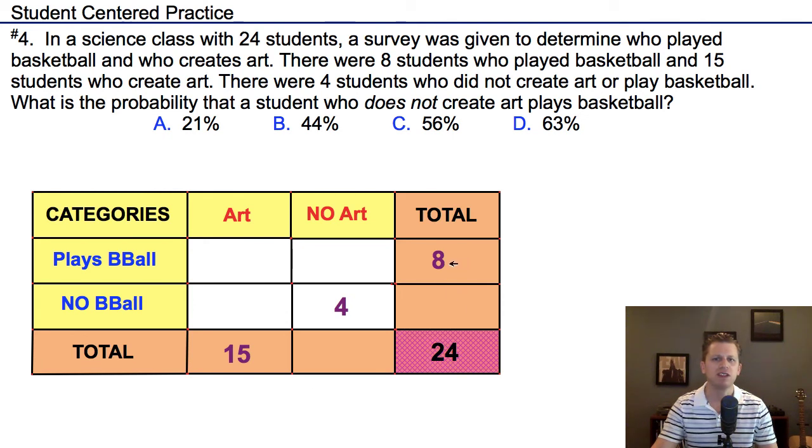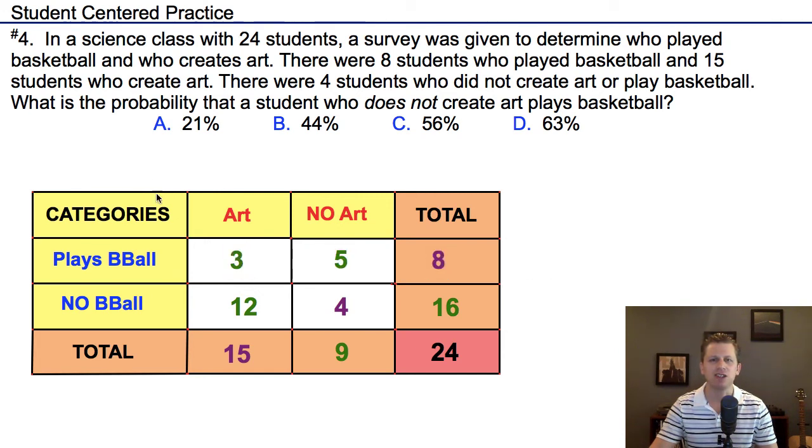Out of 24 students, 8 of them played basketball, which means there must be 16 that didn't. If 15 students created art out of 24 students, there must be 9 students that didn't create any art. 9 minus 4 would be 5. 16 minus 4 would be 12. 15 minus 12 would be 3. And if we add across, we can see that 3 plus 5 is 8.